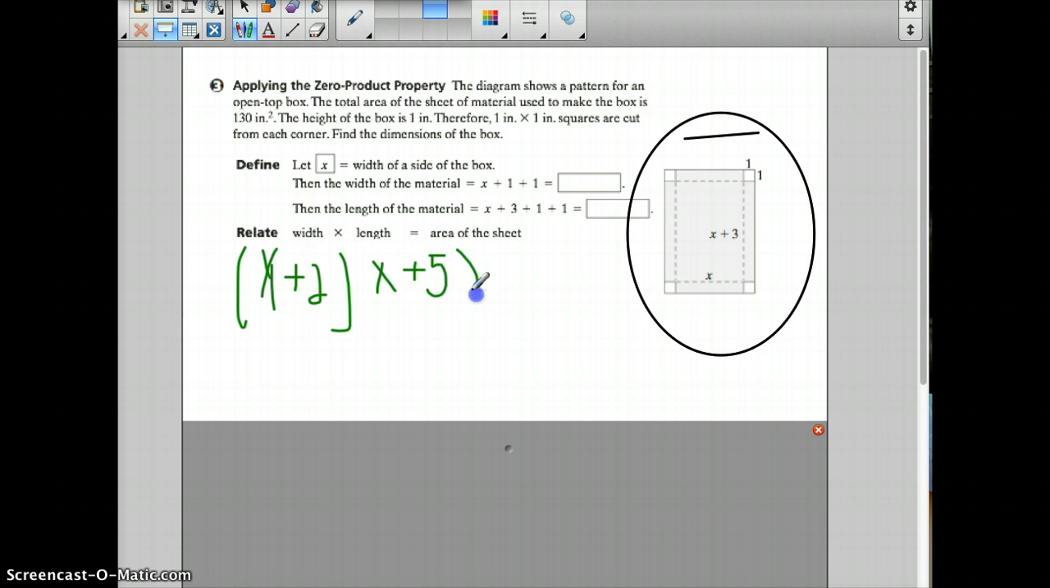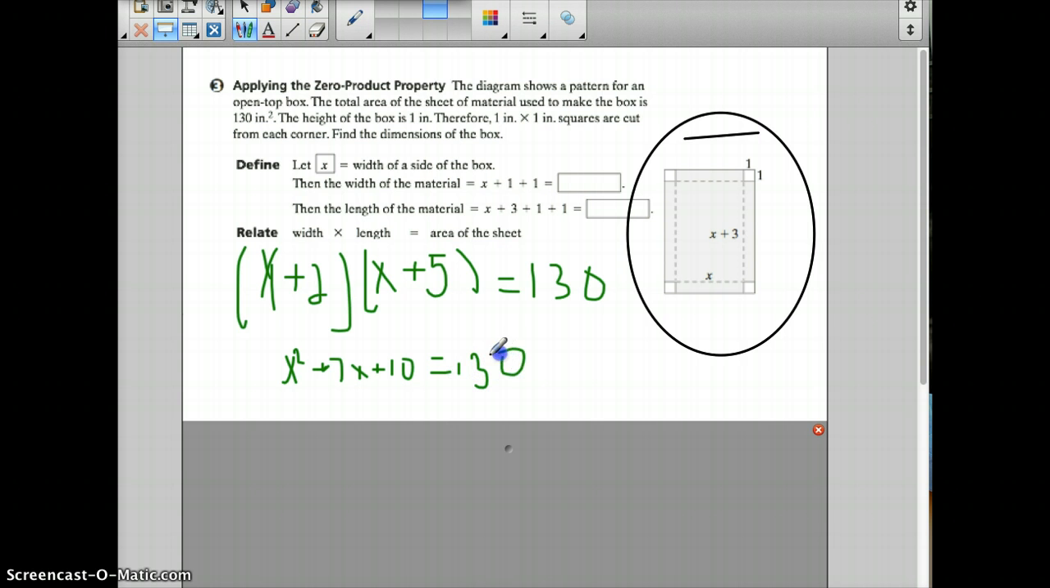And we know that those two factors, what do they equal? Well, they're going to equal the area of our sheet of paper, which is 130 square inches. So now we're going to have to solve this, and let's solve it for x so we can figure out the actual dimensions of this box. And we FOIL (x + 2)(x + 5), and we get x squared plus 7x plus 10 when it's all said and done equals 130.